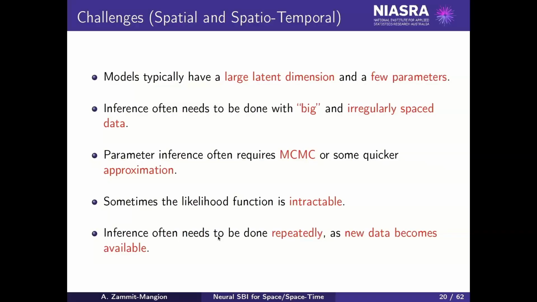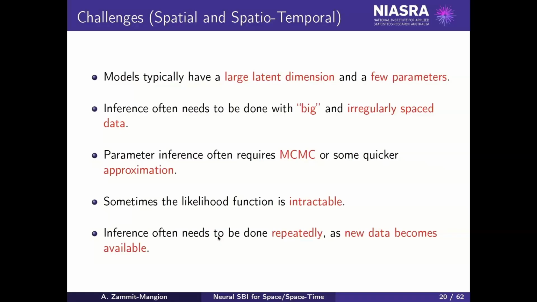So inference often needs to be done with big data, irregularly spaced data. That's a challenge for neural network architectures, which we'll see later. So what we usually do is MCMC, or some quicker approximation like variational Bayes. Sometimes the likelihood function is intractable. If we're talking about models for spatial extremes, for example, or POTS models, which we'll talk about later, the likelihood function is intractable. And many times we've got satellite data.